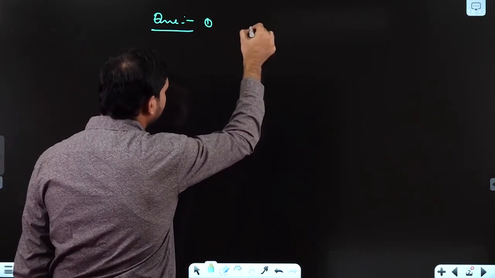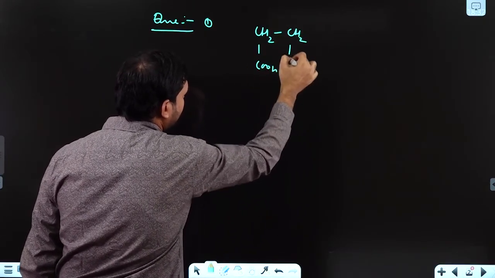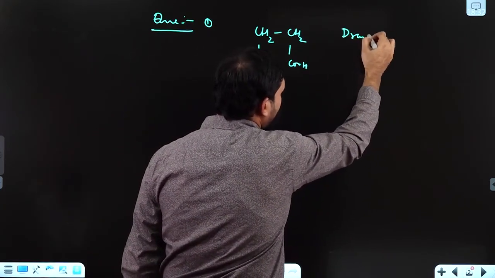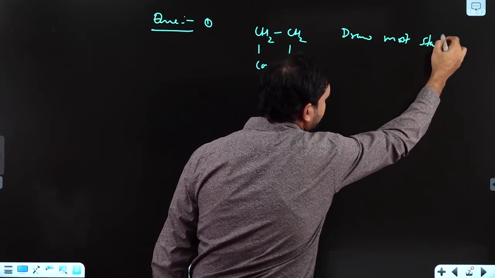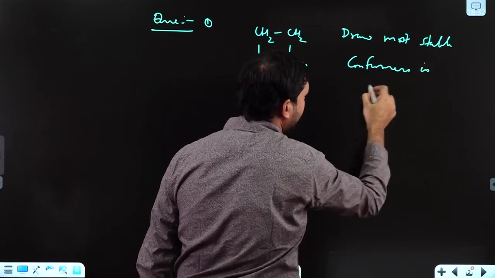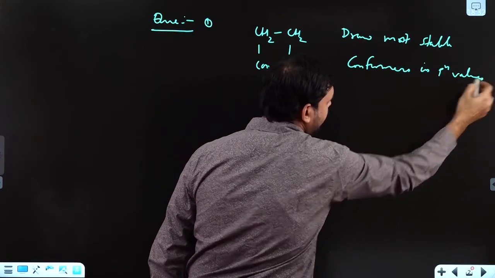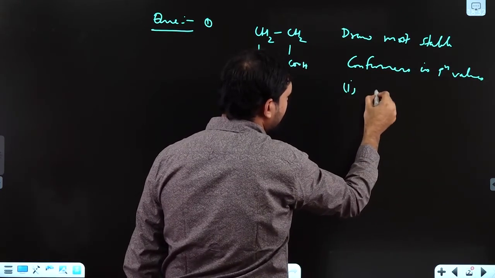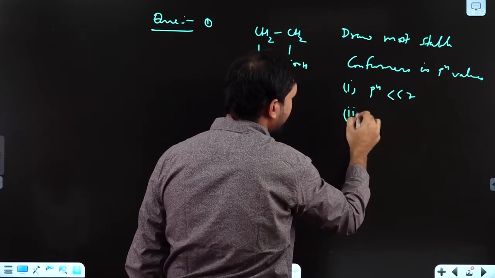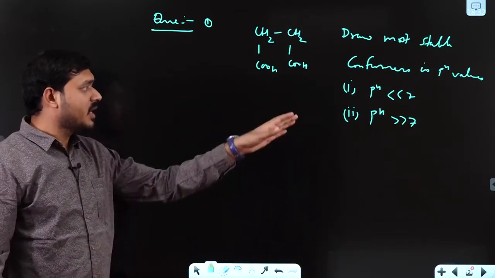First one is: draw most stable conformers in pH values. First, pH very less than 7. Second, pH very high than 7. So you can see we have been given two cases.